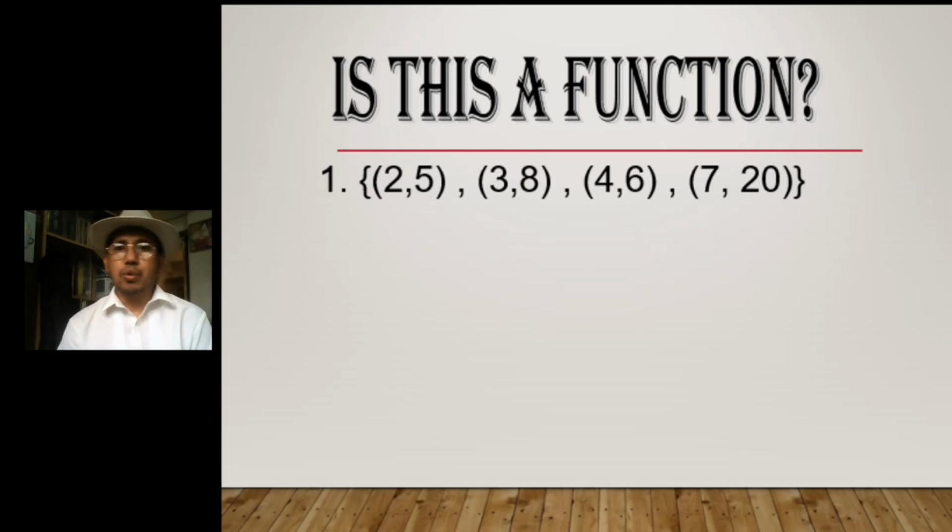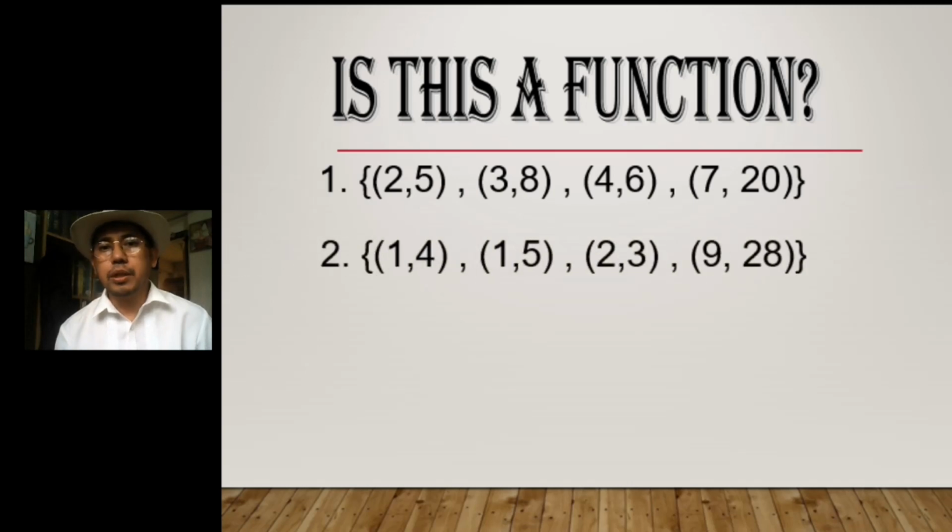Now, what about this one? Is this a function? Again, to answer this, you have to analyze if the domains or the values of x in the set of ordered pairs are repeated. If not, they are considered to be a function. So number one, set of ordered pairs are considered to be a representation of function. Now what about the number 2?